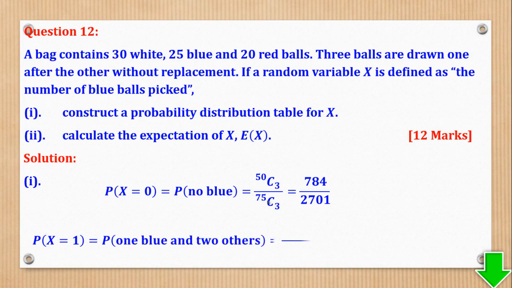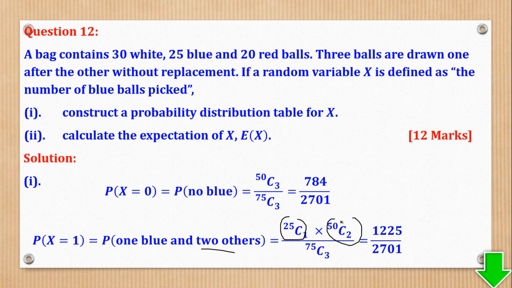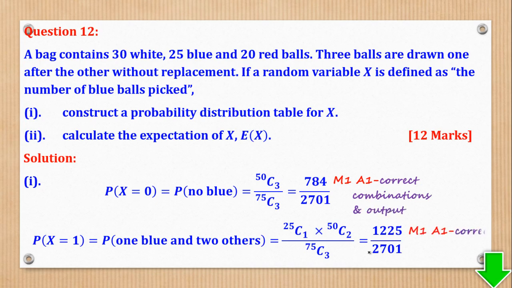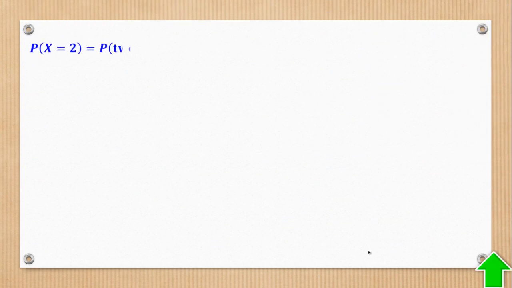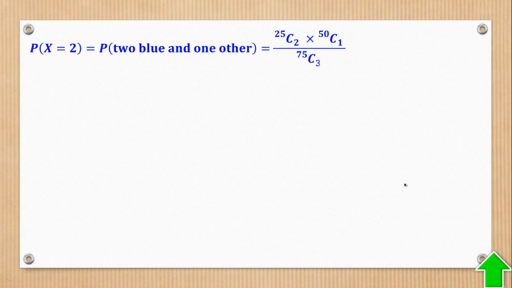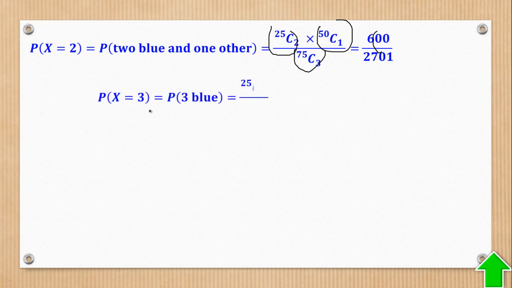Then x equal to 1 means 1 blue ball and 2 others. So this 1 ball is picked from the 25 blue, and the 2 balls are picked from the 50 remaining ones over the sample space to give you this. Then for x equal to 2 means 2 blue balls and 1 other. So 2 balls are picked from the 25 blue and 1 is picked from the remaining 50 over the sample space to give you this. X equal to 3 means 3 blue balls. 3 balls are picked from the 25 over the sample space to give you that.